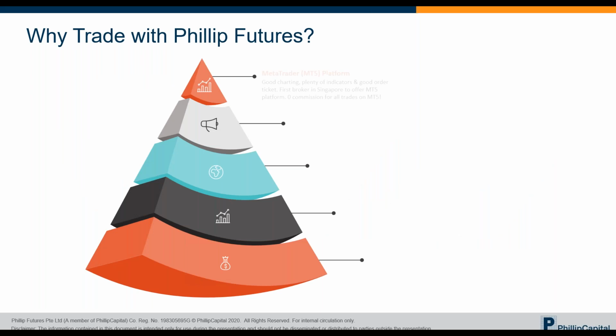Of course, there are many brokers in the market right now that you can choose to trade with. But here's just a very quick sharing on the support that Phillip can offer you. Firstly, we are using this MT5 platform, and we are actually the first broker in Singapore to offer it. And just take note that all the trades that you place on MT5 are 0 commission.